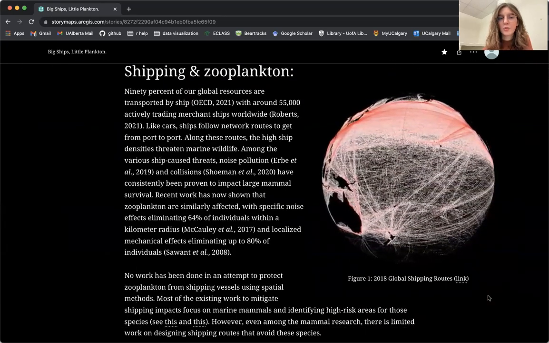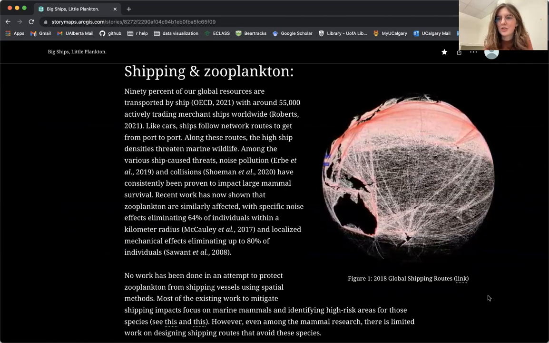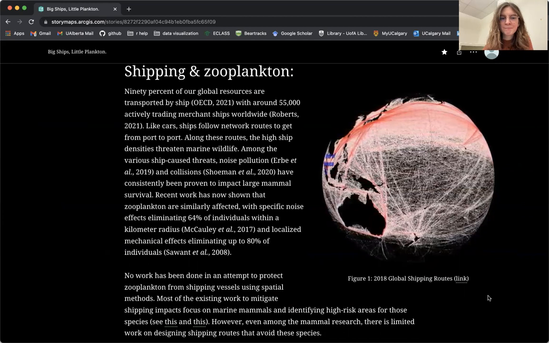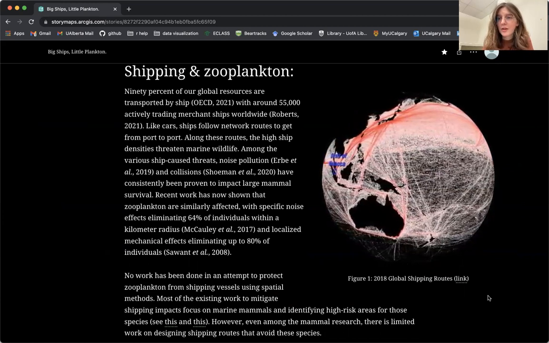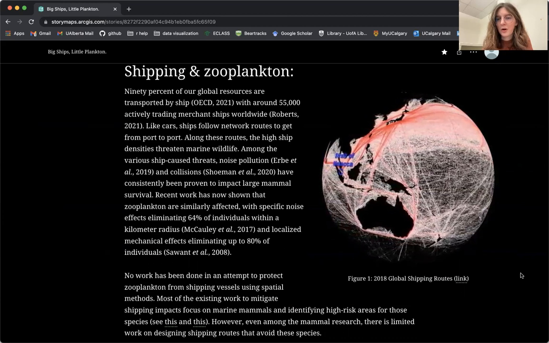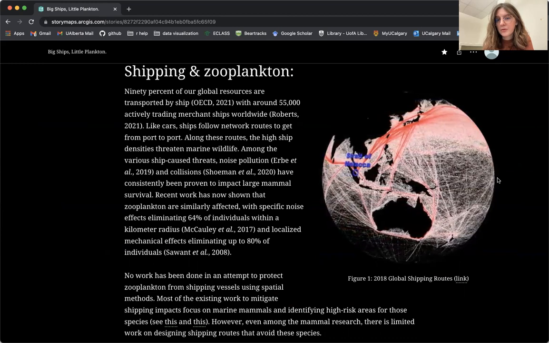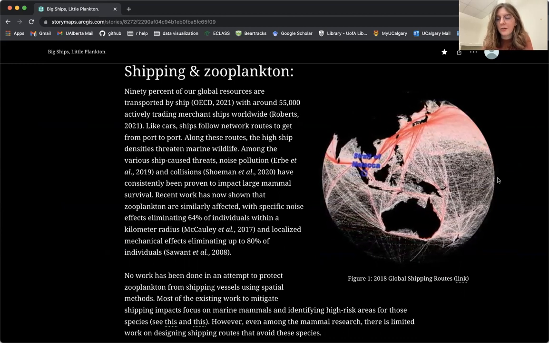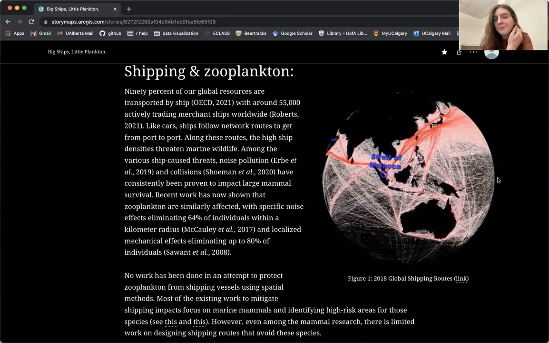So 90% of our global resources are transported by ship, and we have over 55,000 actively trading merchant ships worldwide. Unlike cars, ships follow network routes to get from port to port, and that's what you see on the globe on the right here. This is just 1 year worth of shipping routes, and it's crazy. You can see outlines of the continents without even having to draw those continents.